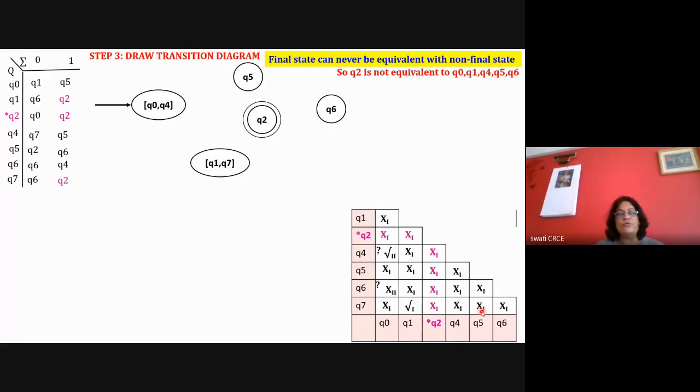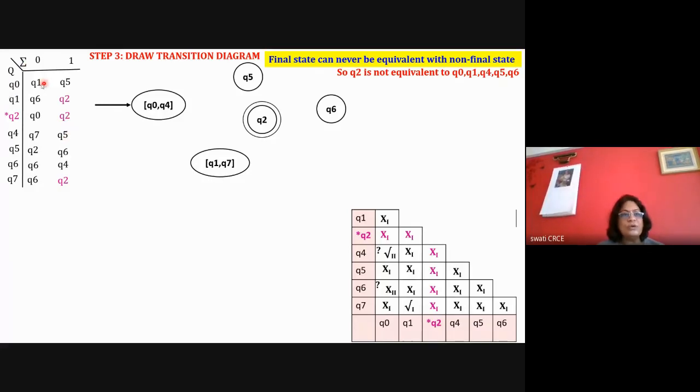So my states Q0, Q4 are equivalent and Q1, Q7 are equivalent. So they are combined together in a single logical state, and that is represented with the help of a square bracket. And now you draw the transitions. For drawing the transitions, refer to the transition table.